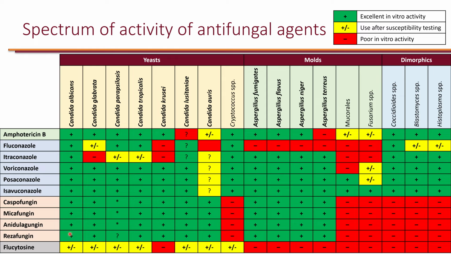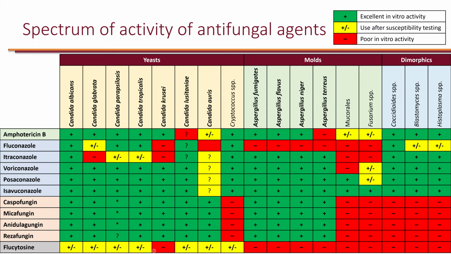Now, when you go to echinocandins, they probably have superior activity against yeast compared to azoles. They cover all of these yeasts, including Candida auris, so pretty good activity against Candida auris. But the shortcoming is that echinocandins are not active against Cryptococcus. And flucytosine is yellow for pretty much most of these because it should not be used alone, so it should be used in combination with another agent, and it's just not active against krusei.